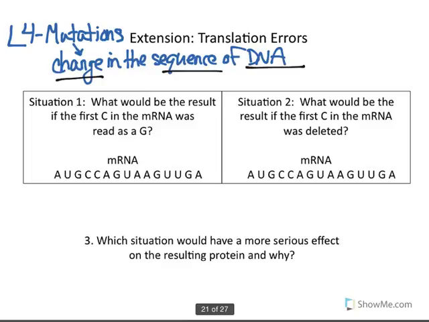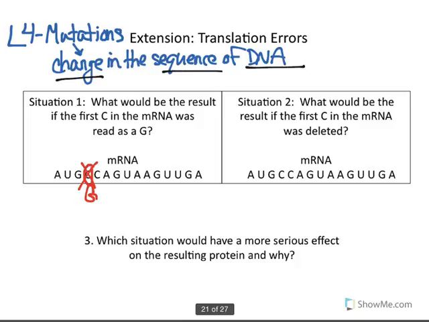In situation one, it says, what would be the result if the first C in the mRNA sequence was read as a G? So what that means is this very first C here, we're not going to read it as a C, but it's going to be read as a G. So maybe that means DNA polymerase didn't catch that mistake, the wrong base was accidentally brought in, or there's a mistake in the anticodon coming in.